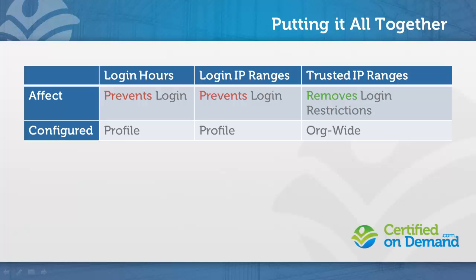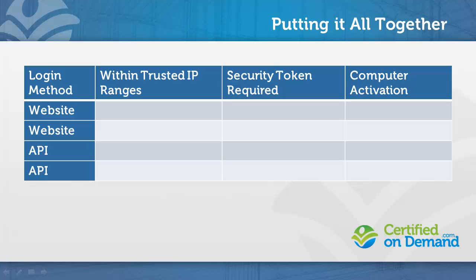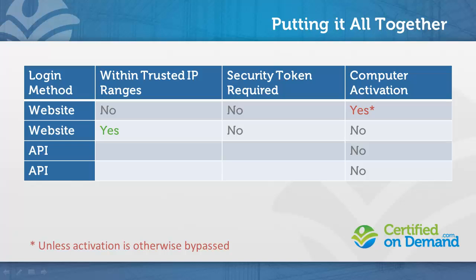So quick recap. Login hours and login IP ranges prevent login. Trusted IP ranges remove login restrictions. Login hours and login IP ranges will prevent login, regardless of method. You will never need to use a security token when logging in through the web. Similarly, if you log in through the API, you will never need to perform computer activation. Now, if you log in through the web outside of a trusted IP network, you may need to perform computer activation. Within a trusted network, you will not. If you log in through the API outside of a trusted network, you will need a security token. Within a trusted network, you will not.